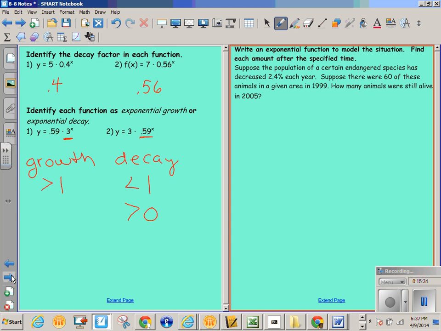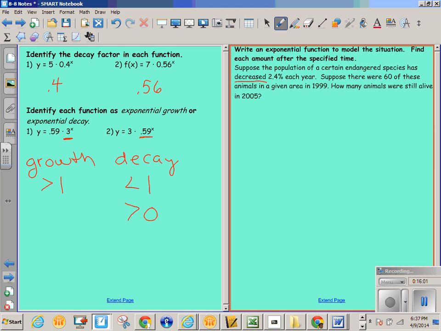Write an exponential function to model the situation. Find each amount after the specified time. Suppose the population of a certain endangered species has decreased 2.4% each year. Suppose there were 60 of these animals in a given area in 1999. How many animals were still alive in 2005? So now, instead of a growth, you're going to see a decay. You even see the word decreased.